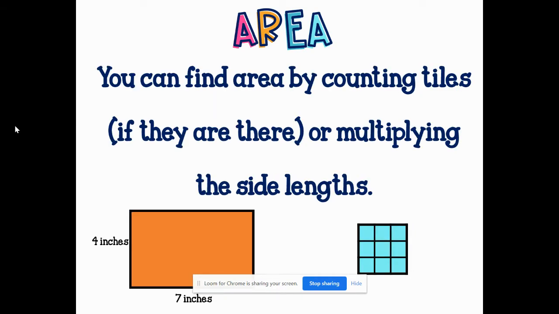We can find area by counting the tiles if they're there, or by multiplying the side lengths. In the blue square on the right, I have squares inside, so I can count every single square that's there to find the area. But if you have shapes like the one on the left, and they don't have any squares inside, we can just multiply the side lengths that they give us. So we would just do 4 times 7 to find the area.